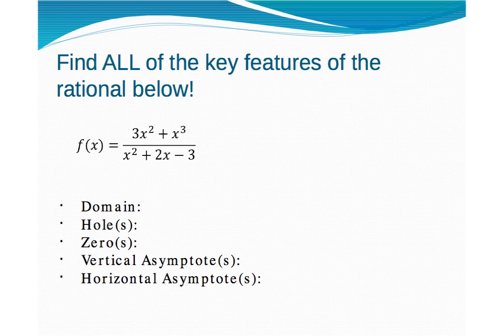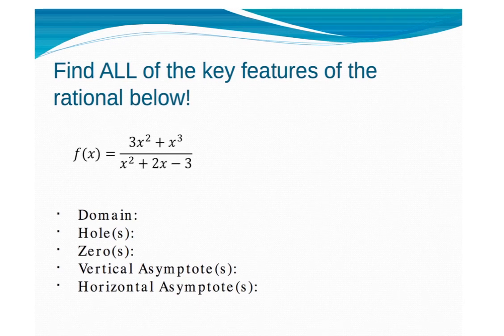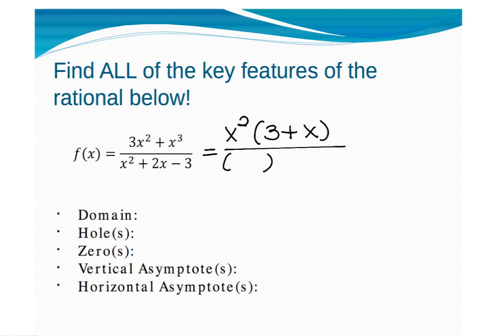So our first step as we go through is to factor. So I need to factor the top and the bottom. If I factor the top, I have 2 terms, and all I can see is that I can take out a GCF. Both terms have 2 x's in common, so I can take out an x squared on the top, and when I do that, I'm left with 3 plus x.